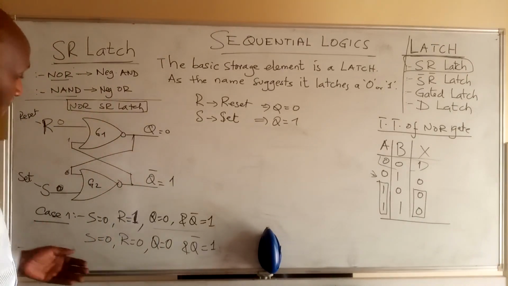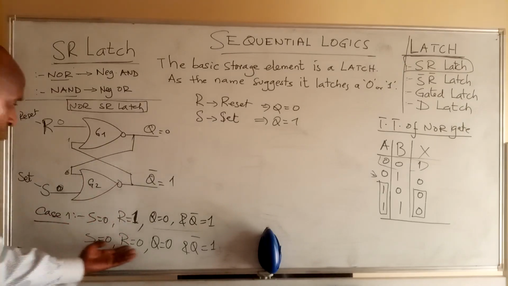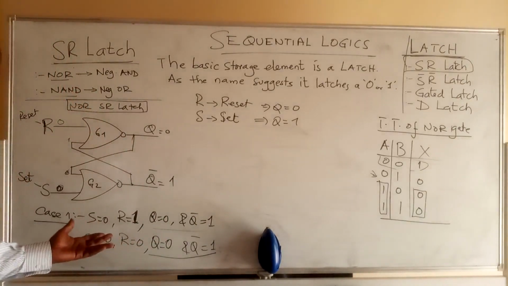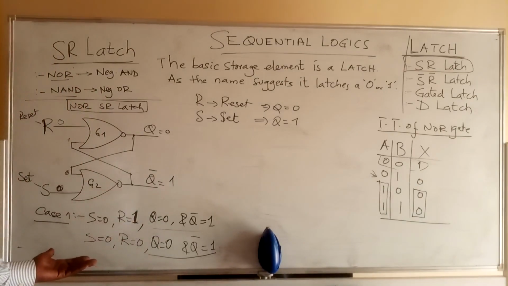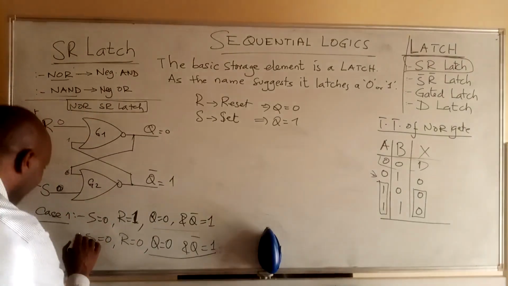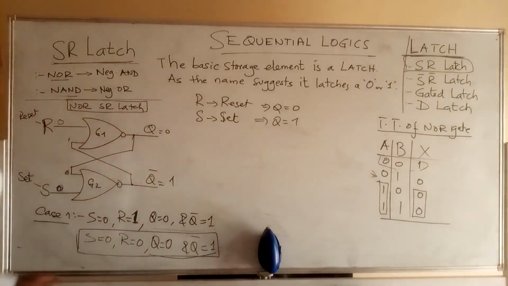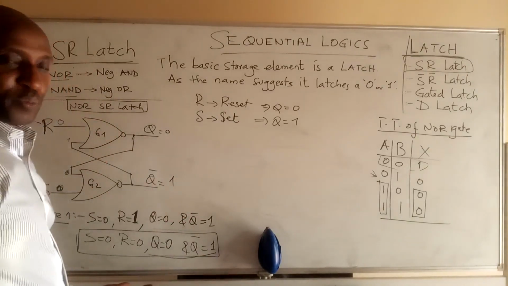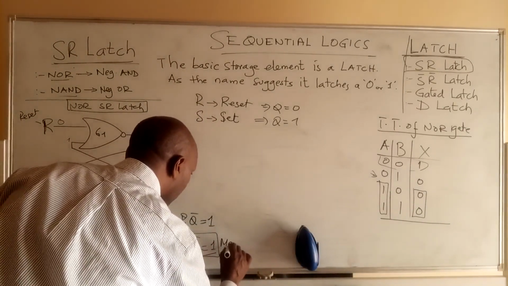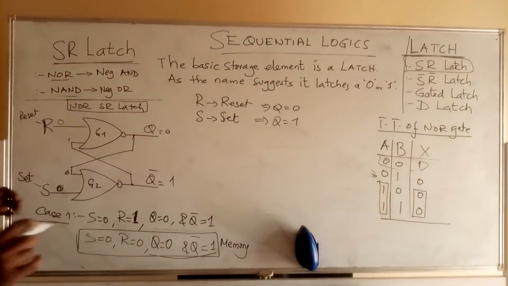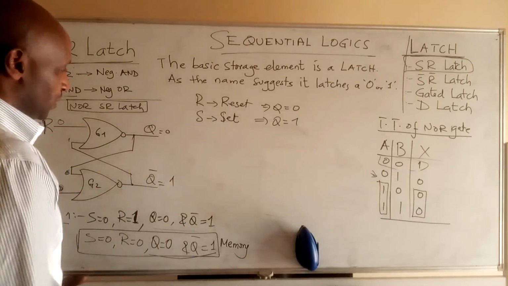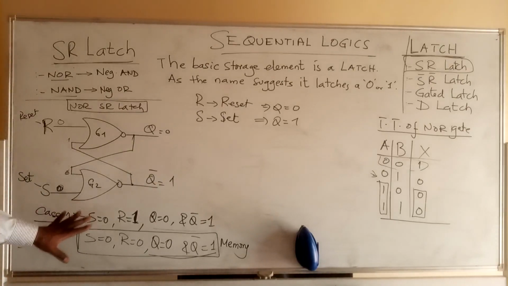So now, friends, you have seen that by removing the inputs, the output remains the same. There is no change in the output. So it means in this case, when S is equal to 0 and R is equal to 0, there is no change in the previous output. That's why this is called memory. We are memorizing, keeping the previous output. Good. So this is the first case.